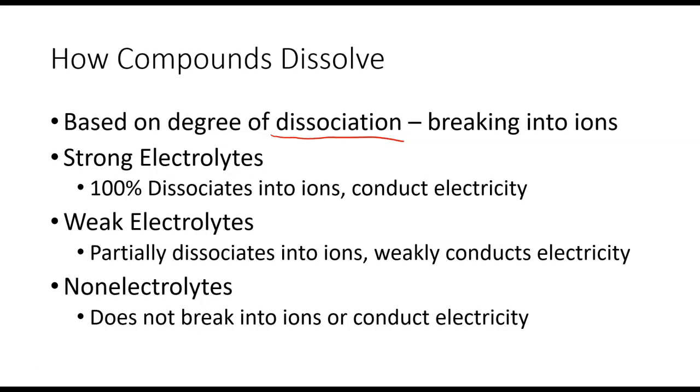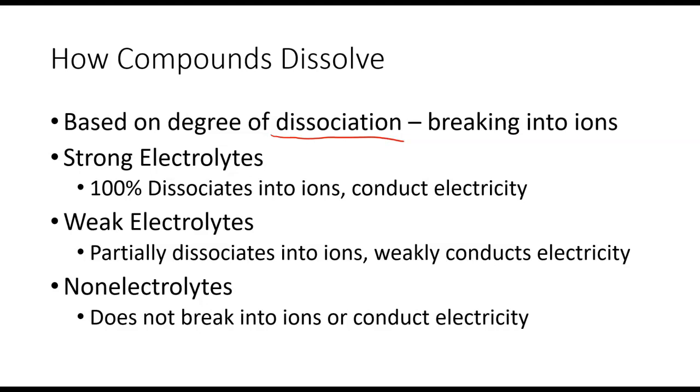You may have heard the term electrolytes, and electrolytes really refers to something that breaks apart into ions. So a strong electrolyte dissociates completely, so it completely breaks into ions. And we'll look at some examples of this in just a moment. Weak electrolytes partially break into ions, and they weakly conduct electricity. Non-electrolytes don't break apart into ions, and they don't conduct electricity.